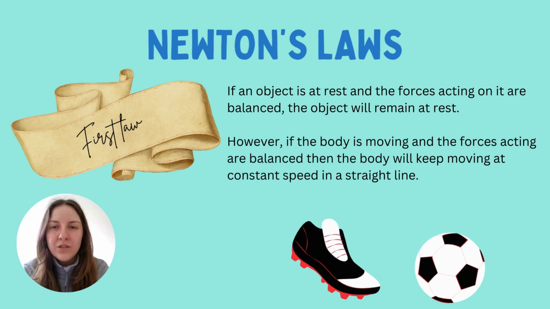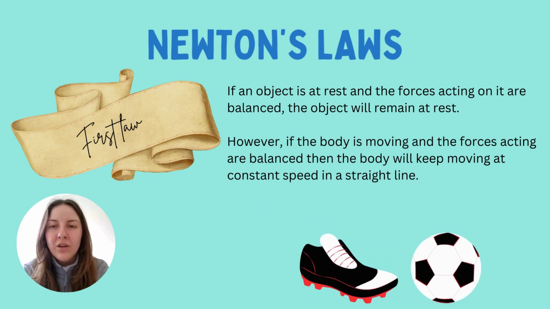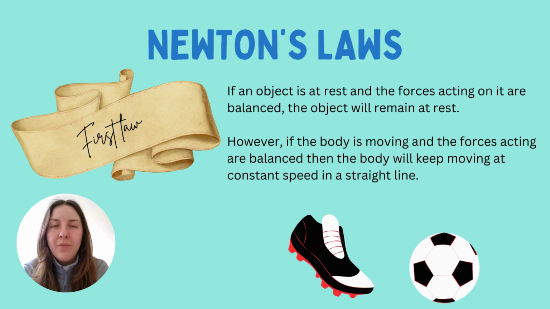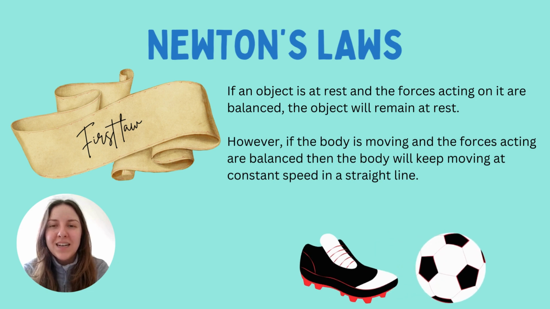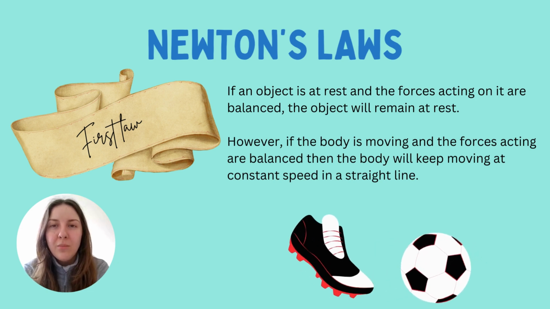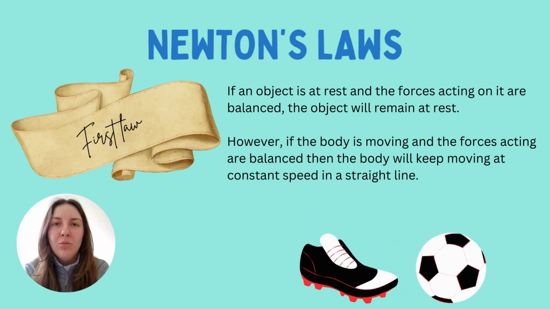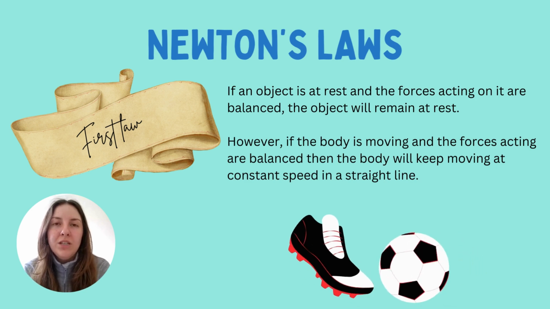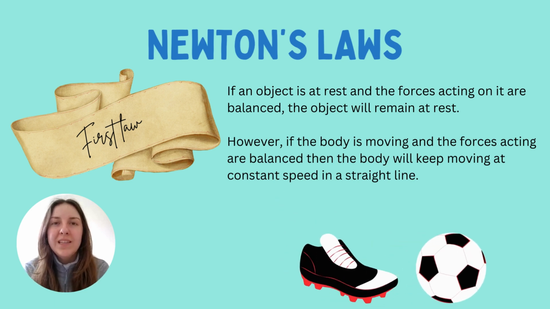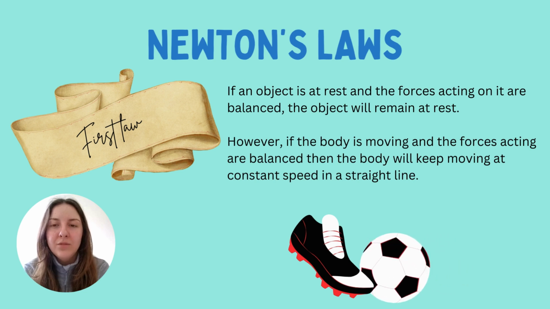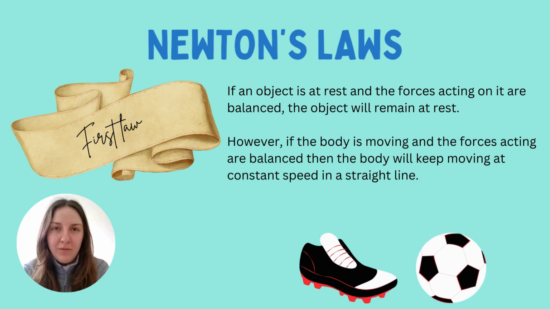Newton's first law of motion tells us if an object is at rest and the forces acting on it are balanced, the object will remain at rest. So if you don't touch it, if you don't move it, if you don't do anything to it, it will stay exactly as it is. However, as soon as you apply a force to that object, the forces are no longer balanced and the object will move. And if the object is originally moving in the first place, it will continue to move at that same steady rate of speed in a straight line. It will take another force to stop it from moving.